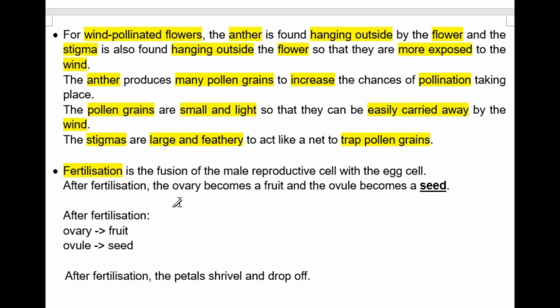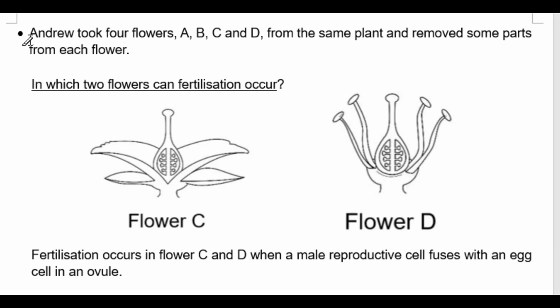Fertilization is the fusion of the male reproductive cell with the egg cell. After fertilization, the ovary becomes a fruit and the ovule becomes a seed. After fertilization, ovary to fruit, ovule to seed. After fertilization, the petals shrivel and drop off.